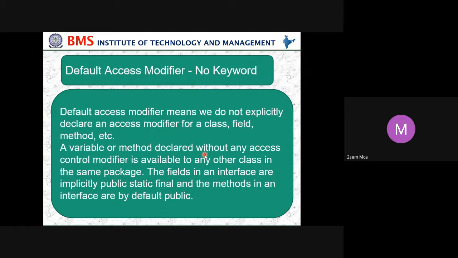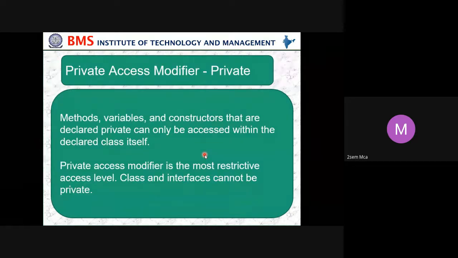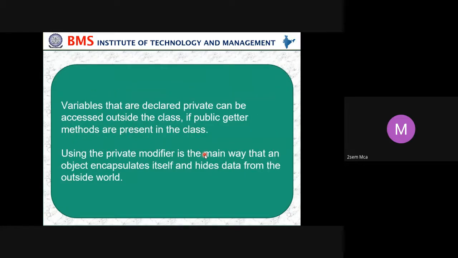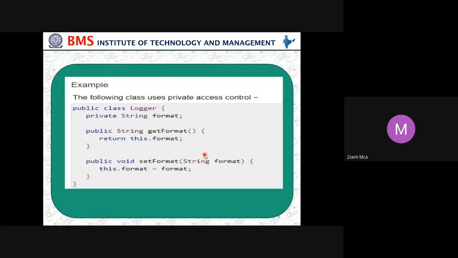Then we have seen the default access modifier, where there is no keyword, and we have seen one example. And private is the most restrictive. It is generally advised not to give a class or an interface as private, because if you give a class private, it will be difficult to create an object. There will be so many difficulties. So whenever you use private, use it very carefully. This is one example for private.